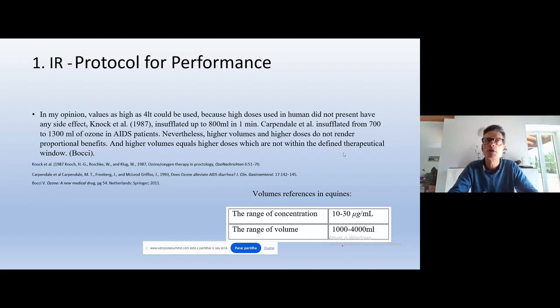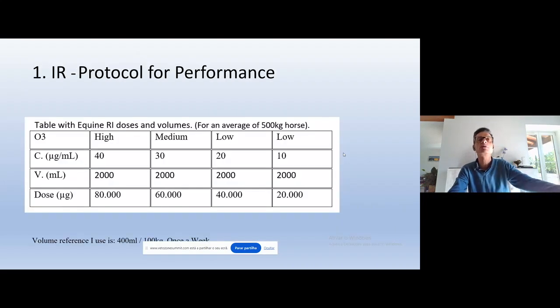300 milliliters in a human is already a big dose. He gave 1 liter, 300 milliliters, and without any consequences. So with the studies, I see that from 1 liter to 4 liters, it's more or less the normal range of those for horses. This is my protocol for horses, where I use 2 liters, because I use 400 milliliters.